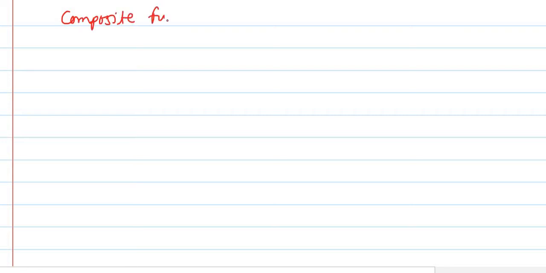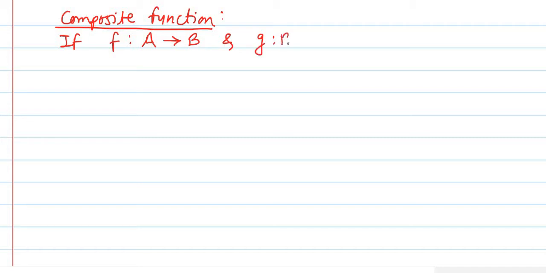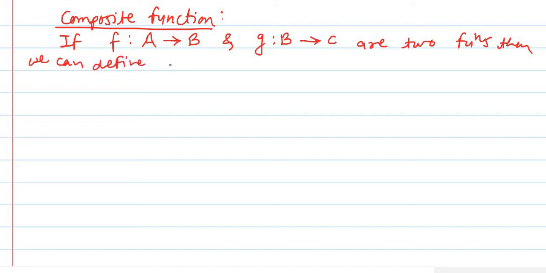Next is the composite function. See how it is defined. If f is a mapping from set A to set B and g is a mapping from set B to C, if these are two functions, then we can define the composite function.